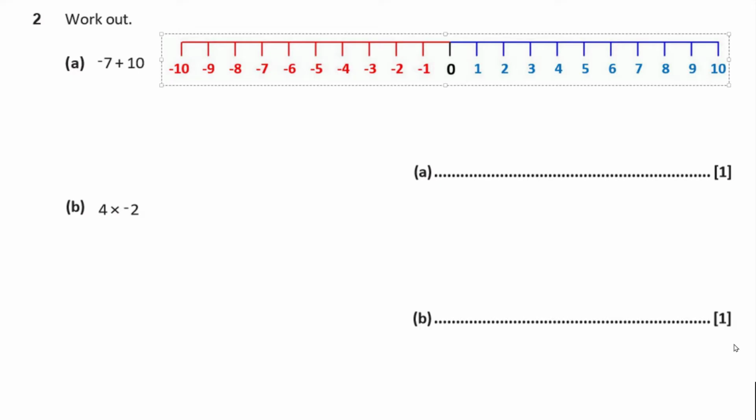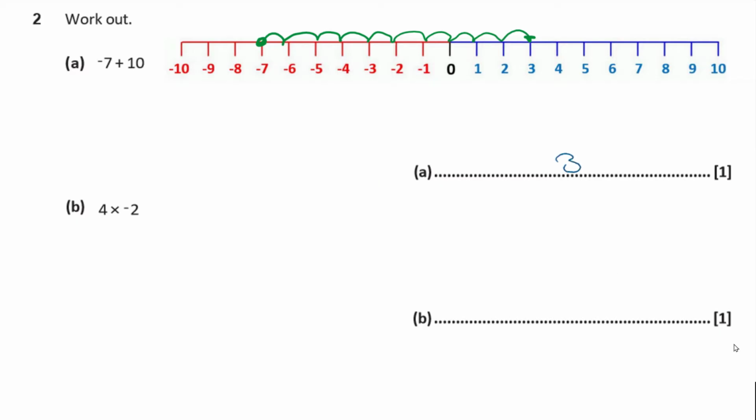So here I've got -7 plus 10. So if I'm starting at -7 on the number line, here I am here, and I'm going to go up 10 jumps. Plus is to the right, isn't it? So 1, 2, 3, 4, 5, 6, 7, 8, 9, 10. Takes me to 3. So my answer is 3.